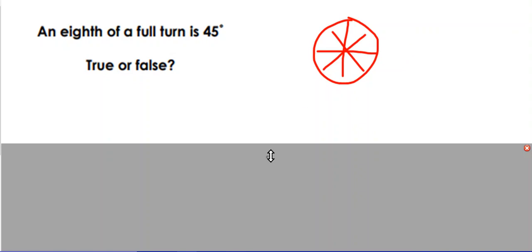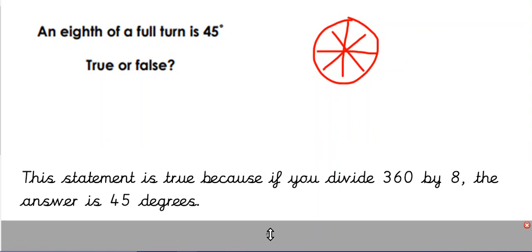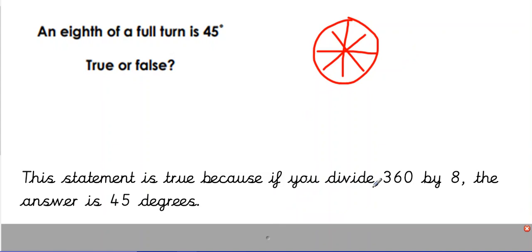Okay, so let's have a look at the answer then. So this statement is true because if you divide 360 by 8, because remember they are equal parts, so we can divide it by 8, the answer is 45 degrees. Alternatively, if you'd worked out that 90 degrees is a quarter and that an eighth is a half of a quarter, you would have realised that half of 90 degrees is 45 degrees. Well done.